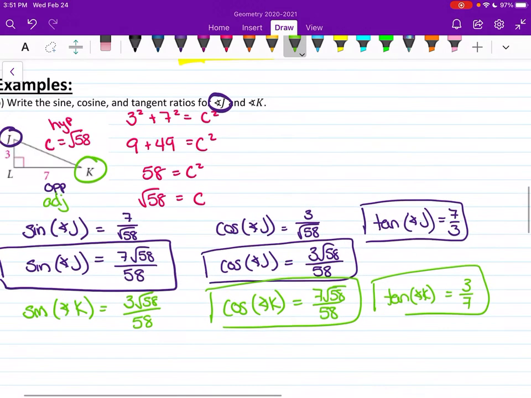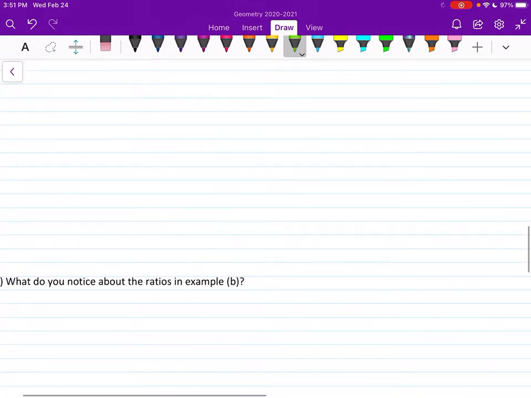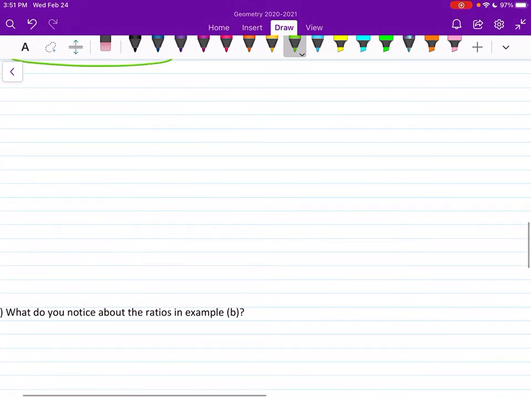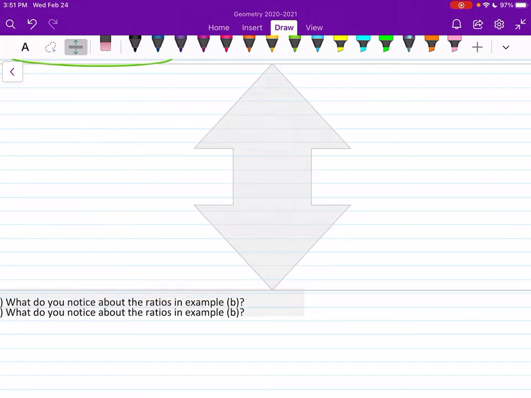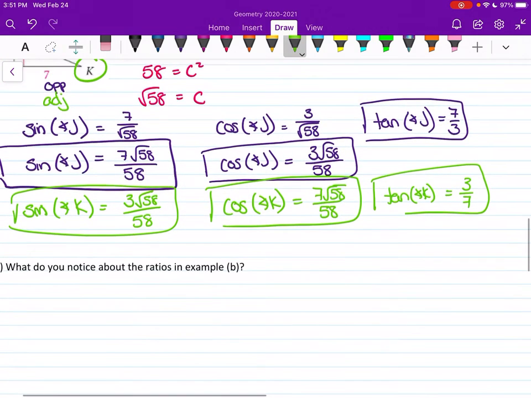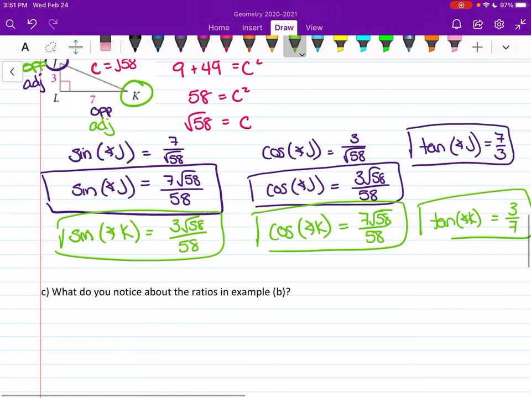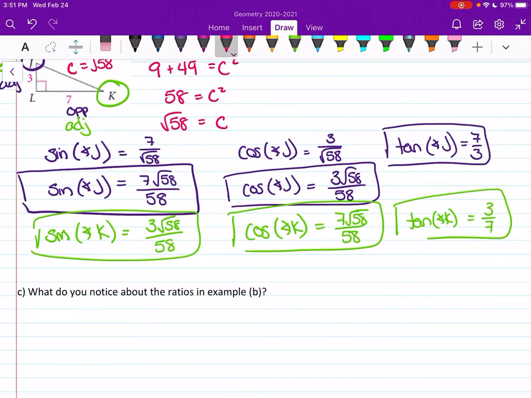So let's talk about this. Our next question asks, what do you notice about the ratios in example B? Here, let me put some space here so we can look at this. So what do I notice about these? Well, the first thing I notice is that my tangents are reciprocals. So tangent of angle J and angle K are reciprocals.